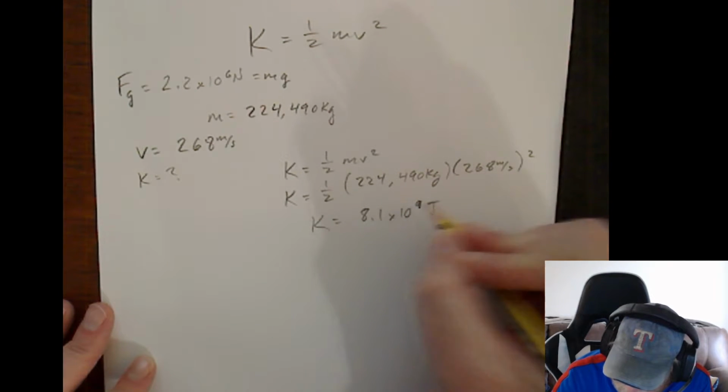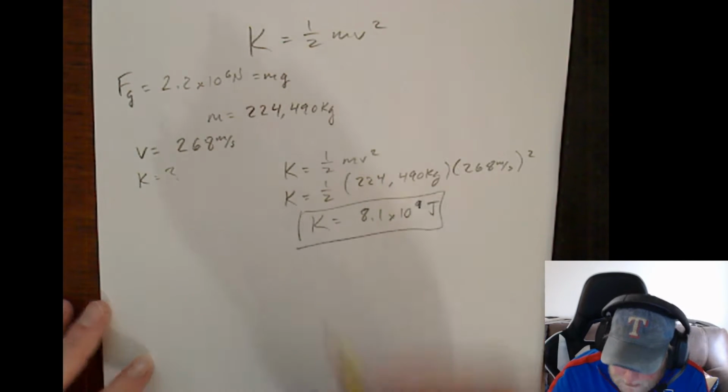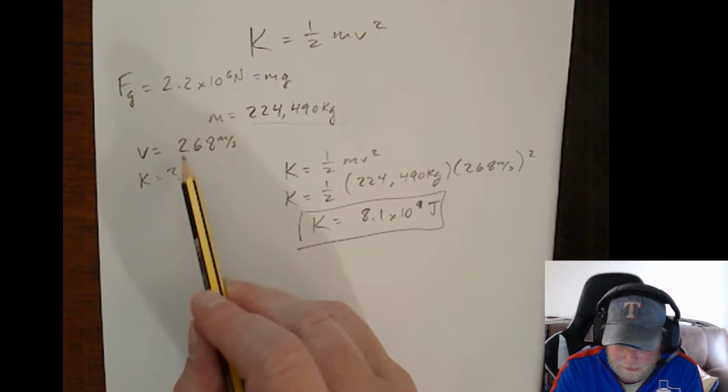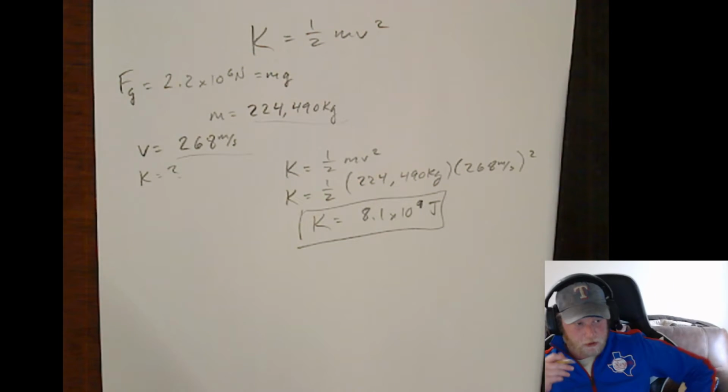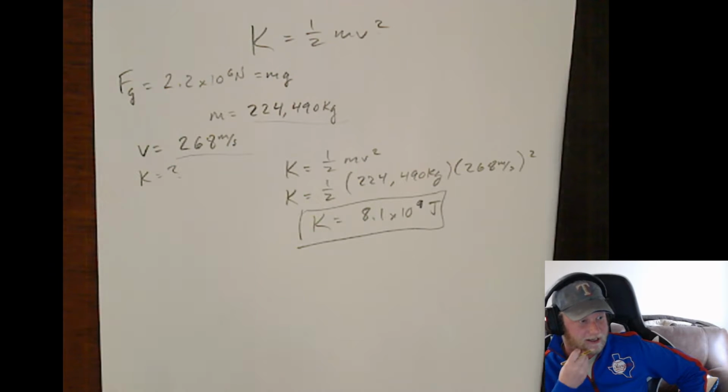That might seem like a huge number, but think about what you're dealing with. You're dealing with something with a huge mass moving at a very fast velocity. That's roughly 600 miles per hour. So you would expect something with that much mass moving that fast to have a ton of kinetic energy present within it.